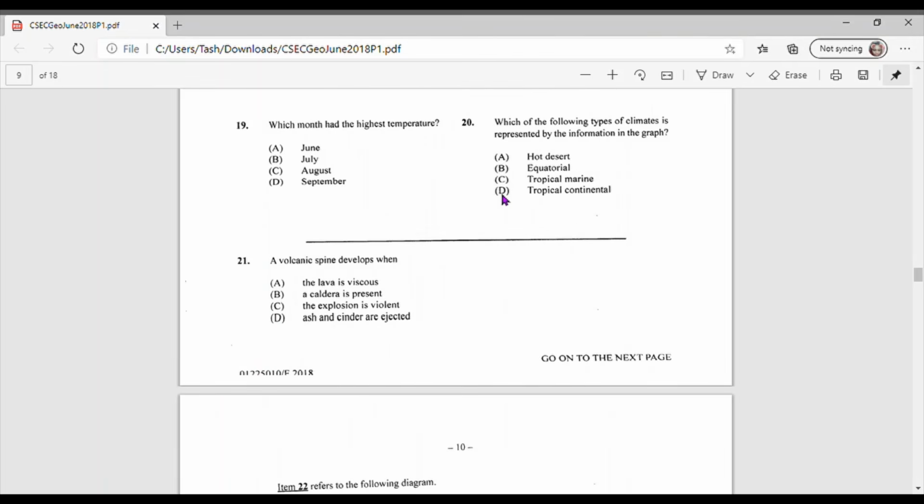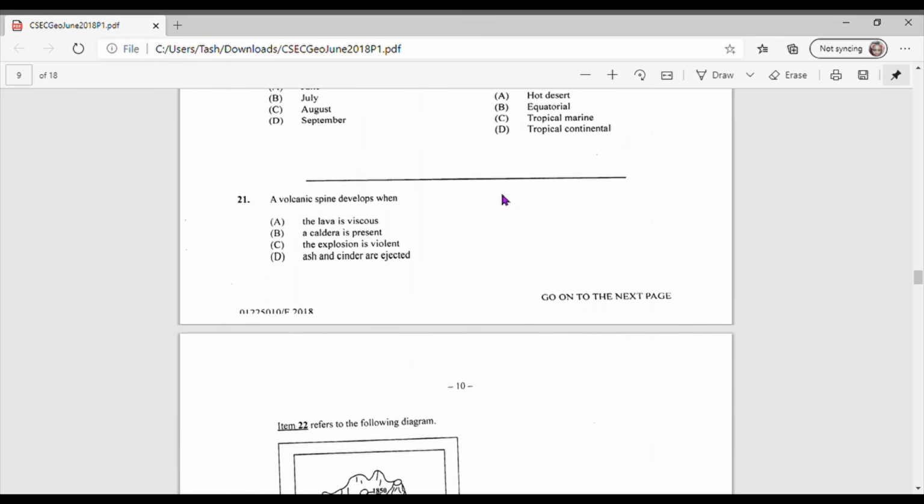Number 21. A volcanic spine develops when A. The lava is viscous, B. A caldera is present, C. The explosion is violent, D. Ash and cinder are ejected. The lava would need to be viscous so that it would cool quickly in order to create the volcanic spine. So for number 21, the letter would have been letter A.